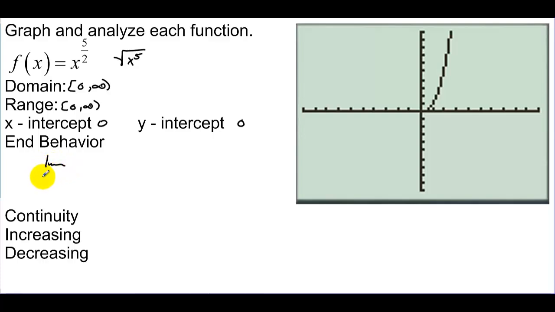The end behavior is limit as x approaches positive infinity of f of x is equal to infinity. We can't talk about the limit as x approaches negative infinity because we can't use these negative x values. The continuity is from 0 to infinity. That's on the x values, increasing from 0 to infinity, and this function never decreases as we go left to right.